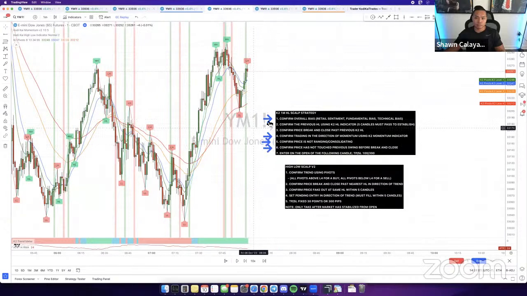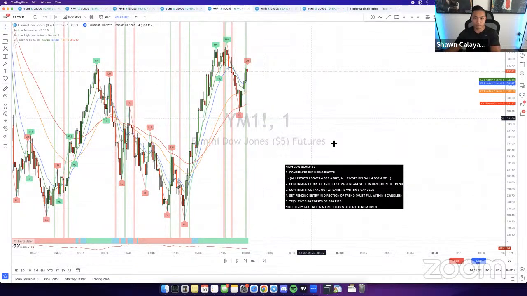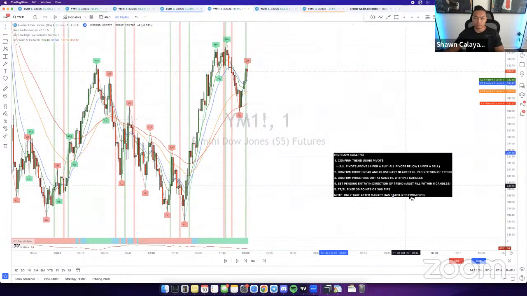So step 1 is easier. It's just one step instead of the overall bias. Step 4 is automatic, so it's not even there anymore. Step 5, we don't care about that. And step 6, we don't care about that either. So basically, it's a high-low scalp strategy, except it's easier requirements, and you're just looking for a confirmation, if that makes sense. It'll make sense once I cover the actual strategy here. So let me show you the requirements.